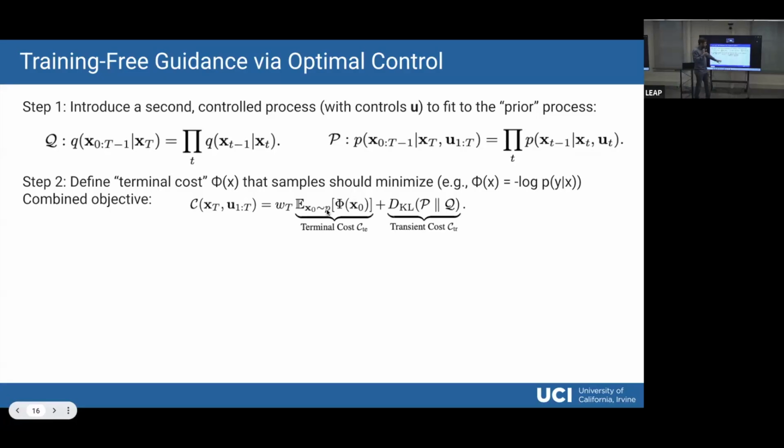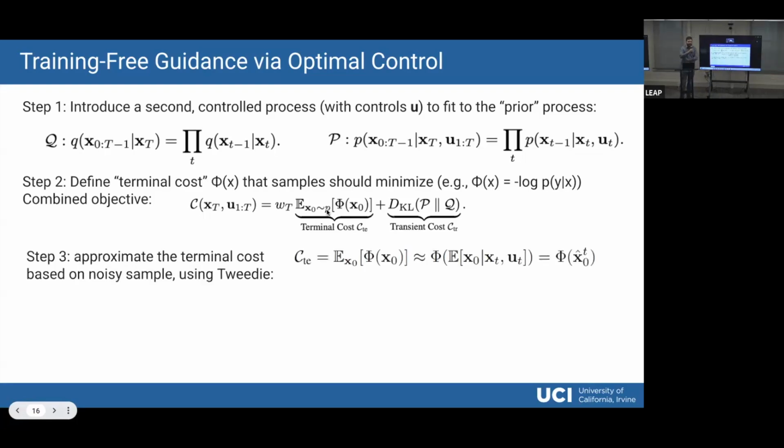And the second one is an expected terminal reward. So basically, this is an expectation under the terminal state x0, the noise-free image being sampled under the model. And then phi of x0, you can think of that as the negative log classifier, if you do classifier guidance, but this time over the noise-free image x0. But it could be any other guidance cost that you care about. We'll see examples of that later on. And now what you optimize is this weighted combination with a weight w_t, so that you can steer between these two different behaviors: staying close to your pre-trained model, or satisfying the terminal cost more.